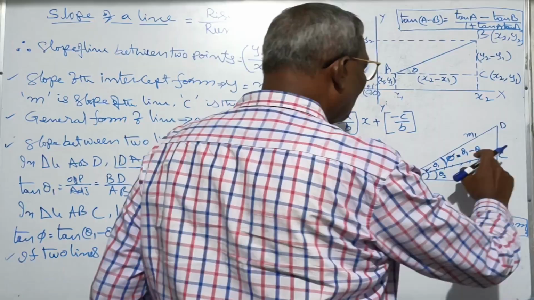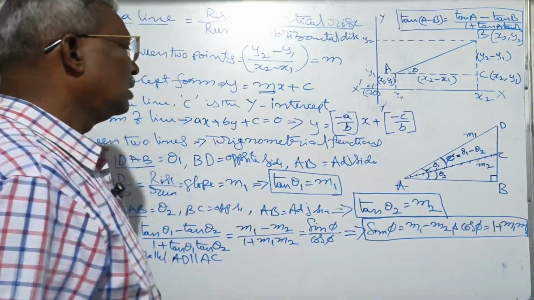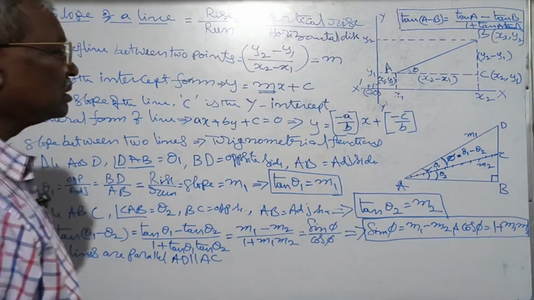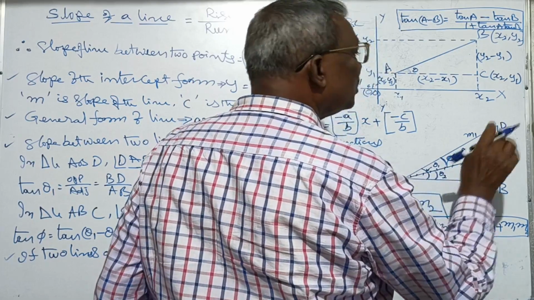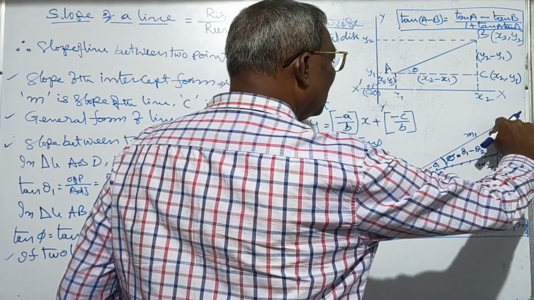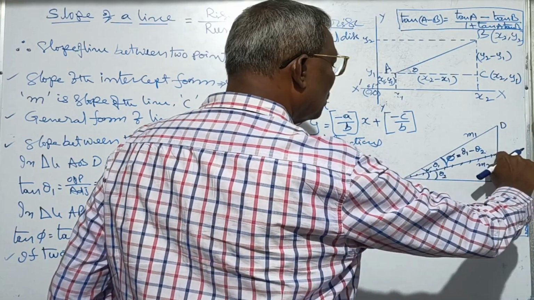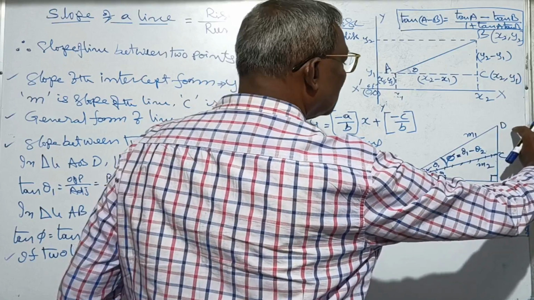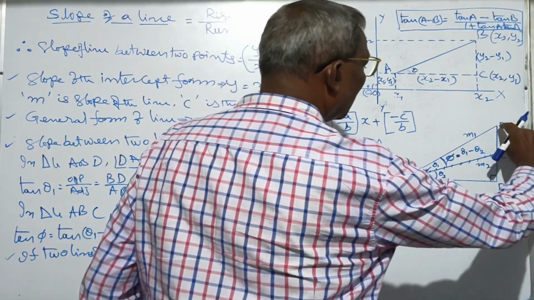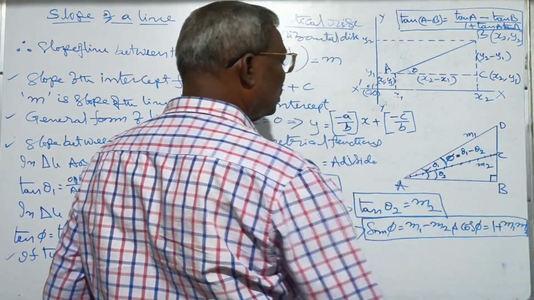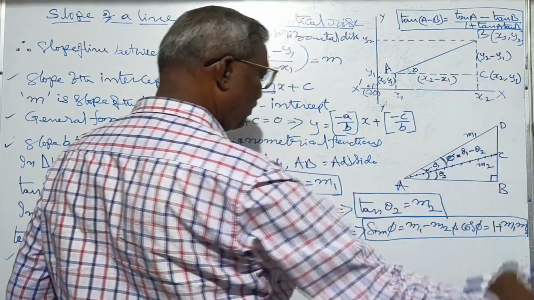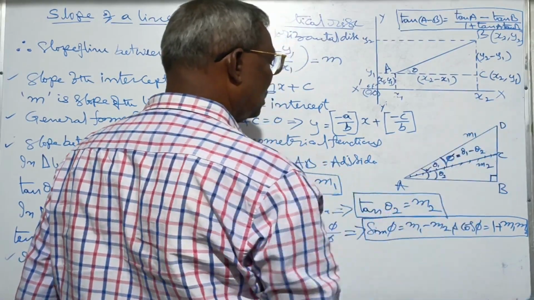When AD is parallel to AC, the difference of angle will be 0. So that means the rise is 0. This D will come up to here, so the rise will become 0. That means the pi value becomes 0.